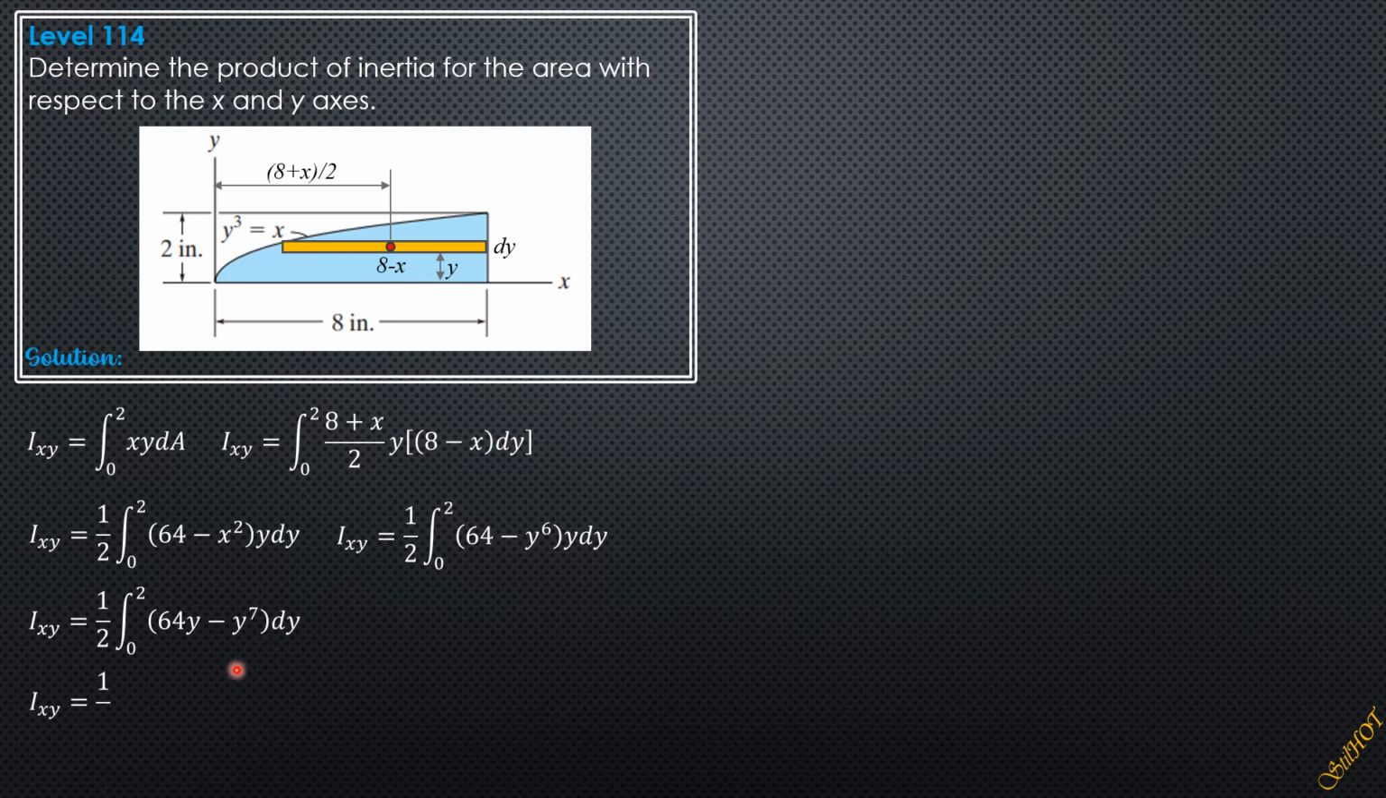Integrating, Ixy equals 1 half the quantity 32y squared minus y to the 8 over 8 from 0 to 2. So Ixy equals 1 half the quantity 32 times 2 squared minus 2 to the 8 over 8, minus the lower limit 0. Simplifying, Ixy equals 48 inches to the fourth. So that's it for this problem.